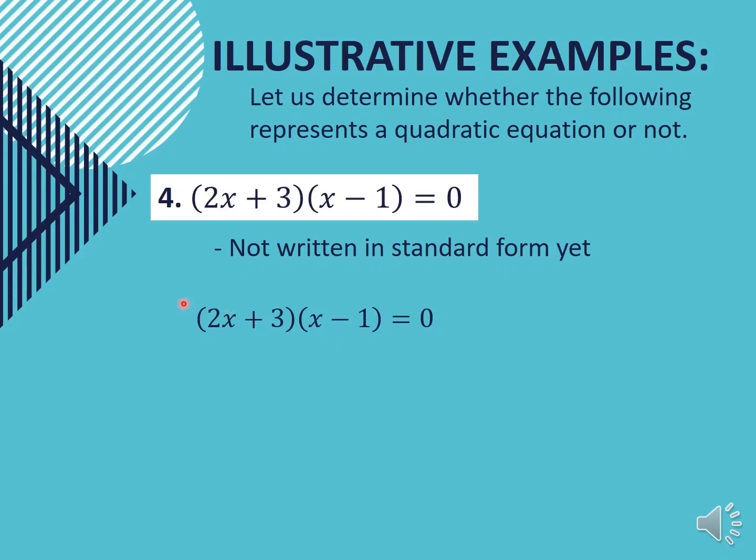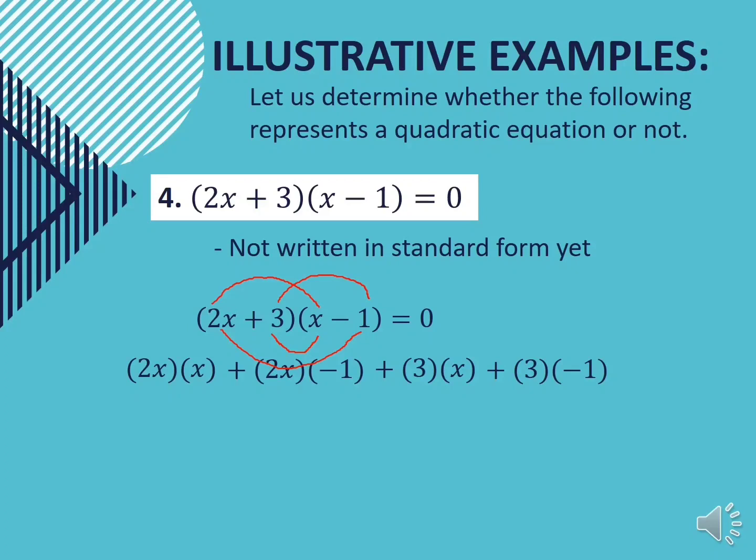In FOIL method, we have first terms, 2x times x. Next is, we have outer terms or 2x times negative 1. And then the inner terms, sa FOIL method tayo ha. So, we have positive 3 times positive x. And also, we have the last term or positive 3 times negative 1. And that is equal to 0. We just need to perform the operations. We have, what is 2x times x? Okay, we have 2x squared.